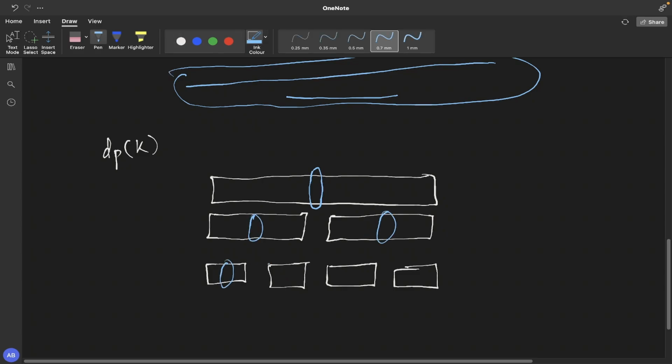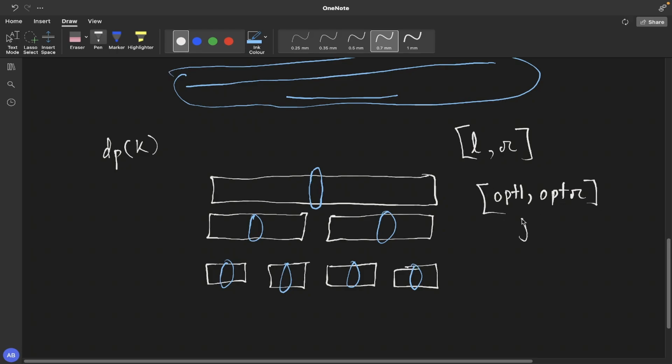And these blue parts are the middle elements, or the midpoints. All right. Because we're doing divide and conquer, I'll also define variables related to the segment length. So let's say that L, R is the segment, and opt L, opt R is the range that we will find our j in.